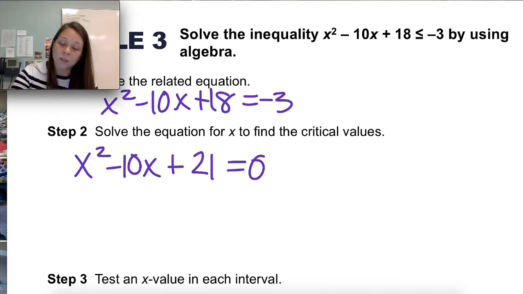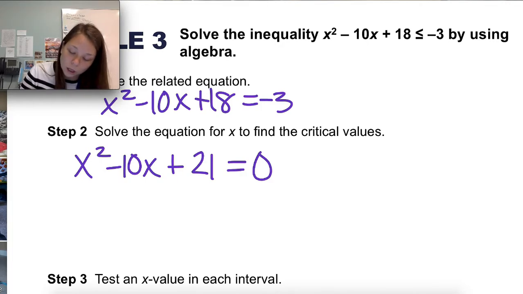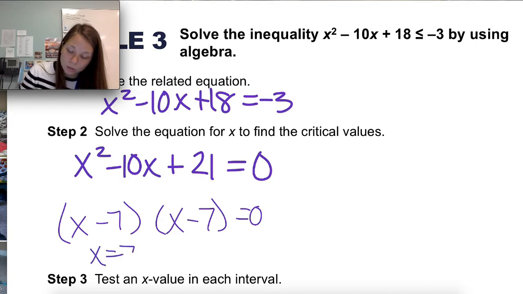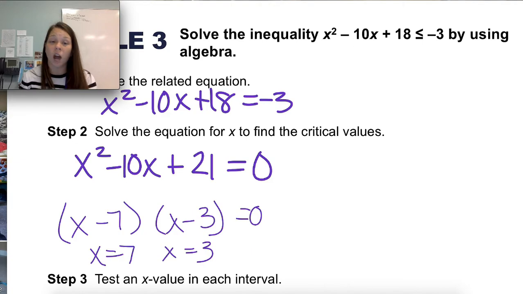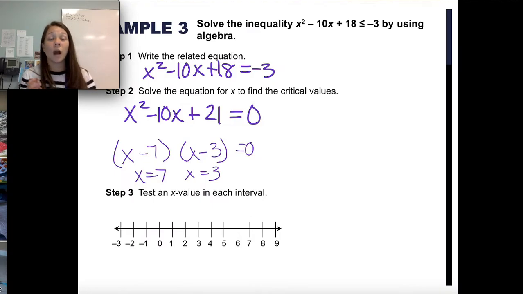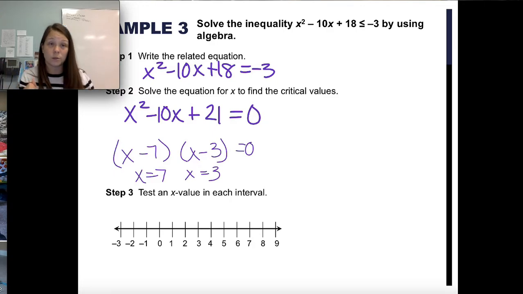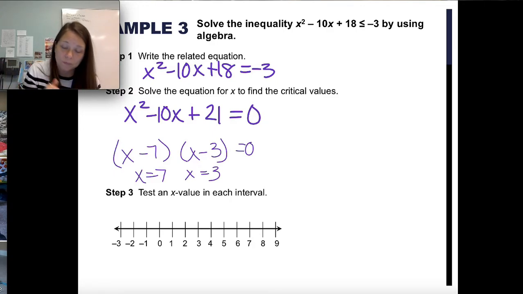And I prefer to factor, but if you don't like factoring and you like one of the other methods, you could use a different method as well, and it would work just as good. Going through and factoring, this is going to factor into x minus 7 and x minus 3. When I solve that for x, I get x equals a positive 7, and oops, I wrote that wrong. And x equals a positive 3. So these numbers we get from solving for x are called critical values, meaning when we go to find our final answer, we're either going to have our answers living inside of those critical values or outside of those critical values. And that's what we've got to figure out through step 3.